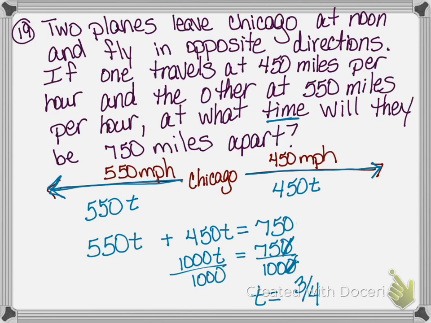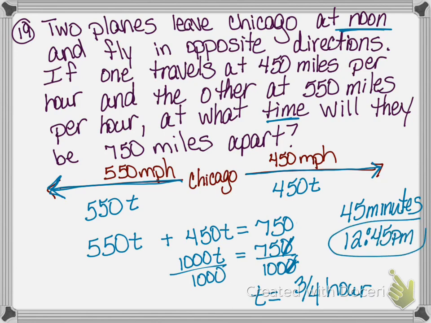Now, 3/4. Now, our plane left at noon. How many minutes passed for 3/4 of an hour? 3/4 of an hour is 45 minutes. Our plane left at noon. So at 12:45, they are 750 miles apart.